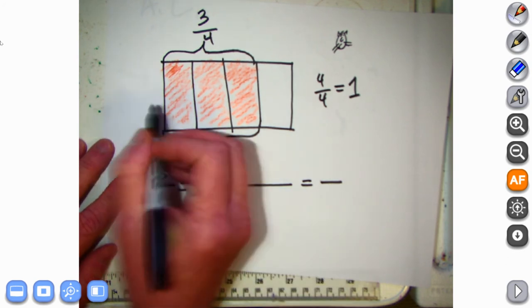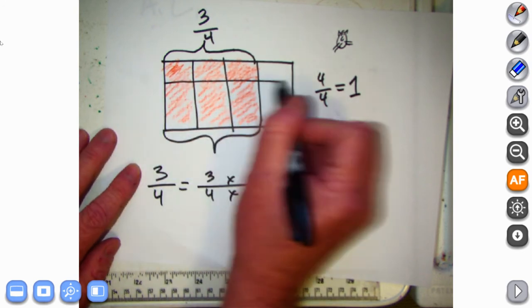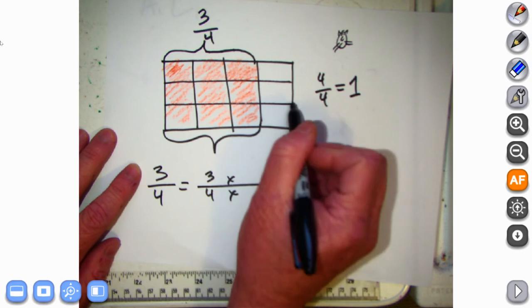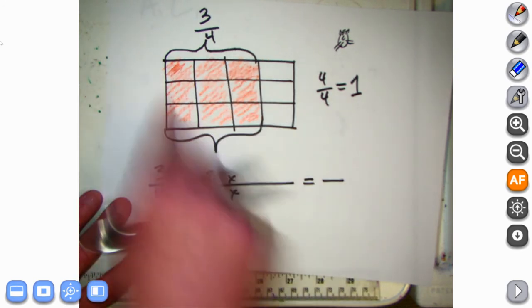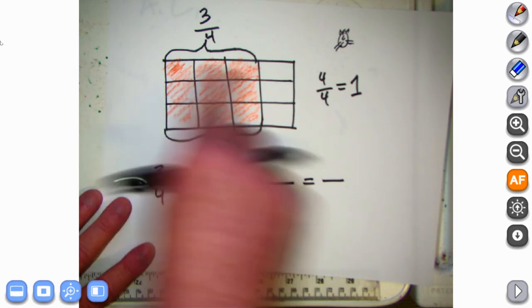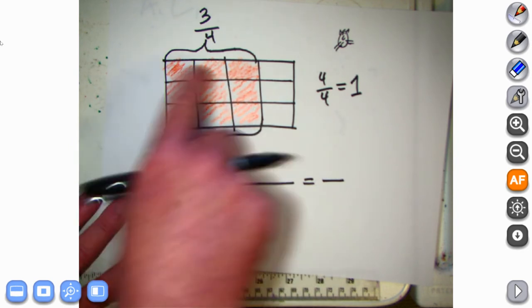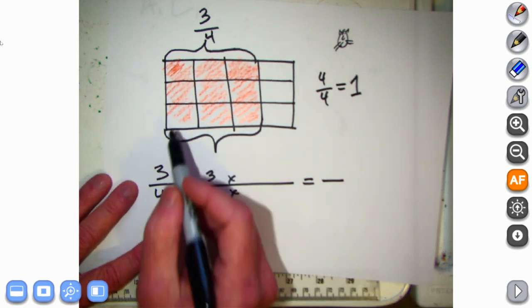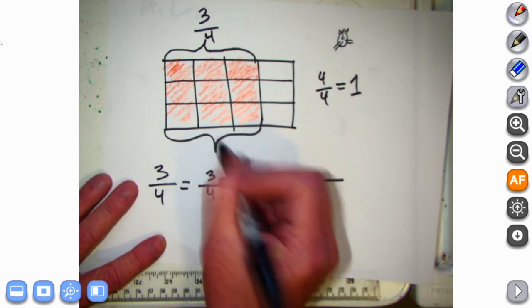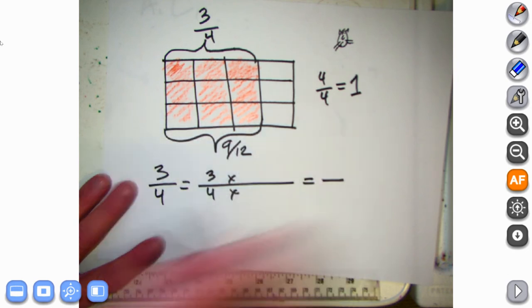Let's break this up into 3 rows. 1 row, 2 and 3 rows, okay? Look, same amount, same area, but just more pieces and smaller pieces in the fraction. So what do we have now? What is our fraction? Well, we can count by 3s. 3, 6, 9 are shaded in. And we have a total of 3, 6, 9, 12. So we have 9 12ths, all right?